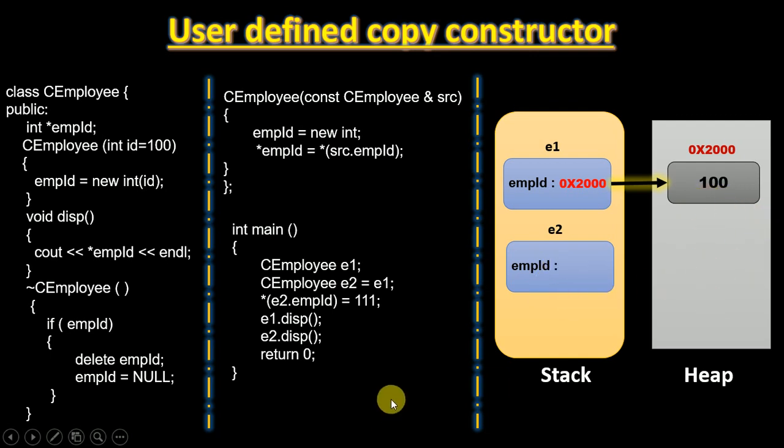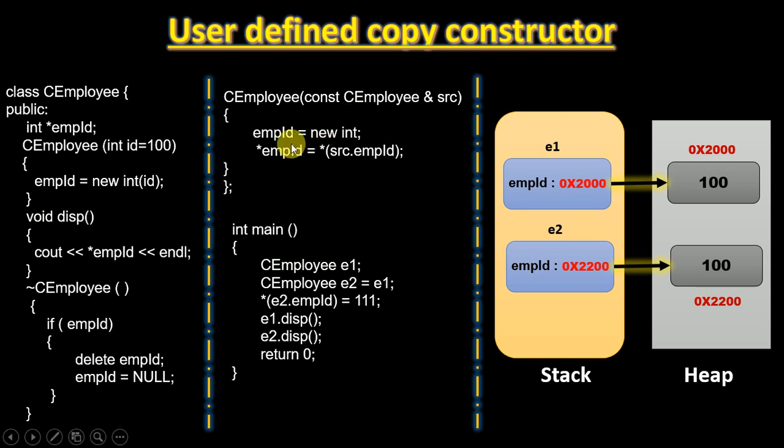After the memory is allocated, what we are doing is star EMP ID equals star source EMP ID. So whatever is there here is copied. The same contents will be copied to this one. Once it is copied, this address, 0x2200, will be given to this EMP ID. So that is the completion of the copy constructor.